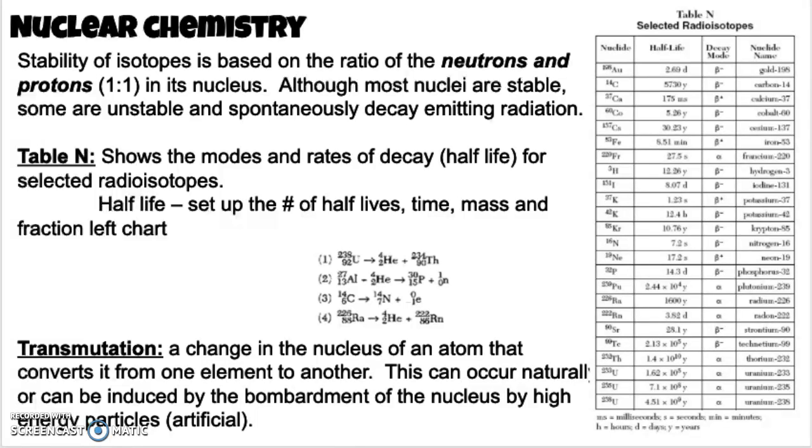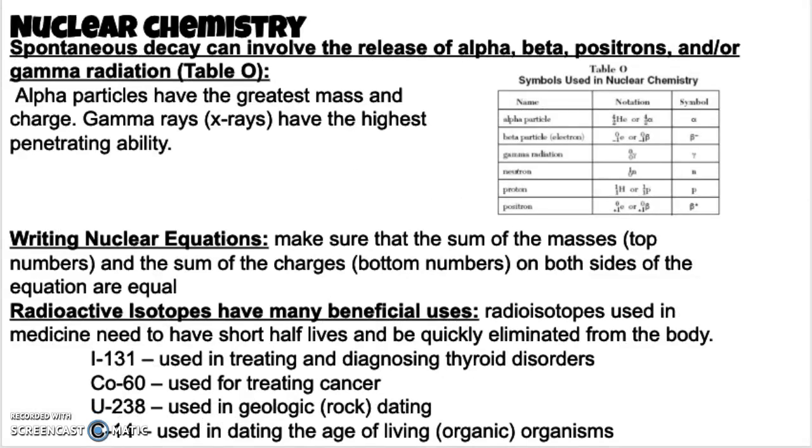That's artificial transmutation. The difference between natural and artificial transmutation is that in natural transmutation, you only have one reactant, one atom on the left-hand side of the reaction. In artificial, you have at least 2 reactants on the left-hand side of the arrow.